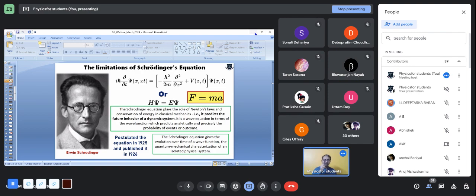Now, can anyone tell me who was the person who first framed Schrodinger's equation with relativistic effects? Any idea? Partially right, Ikshu, but not entirely. Any guess? Sir, Dirac. Absolutely. It was Paul Dirac who first determined the relativistic equation. That means the equation is now considered fully in accordance with special relativity.